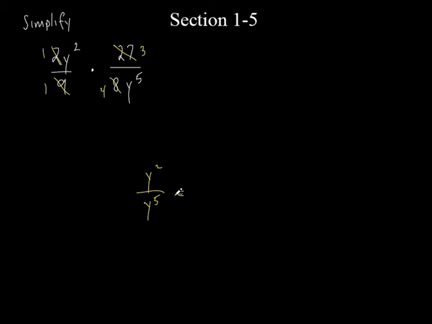This is what I do. This is how I look at it. What does y squared mean? It means y times y, right? It means I have 2 y's on the top. What's y to the 5th? That means how many y's do I have on the bottom? 5 of them. They're all being multiplied, right?